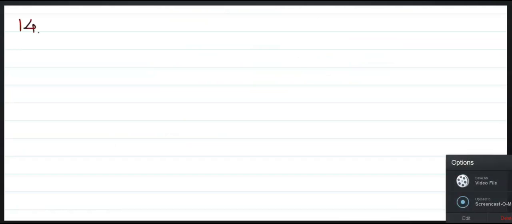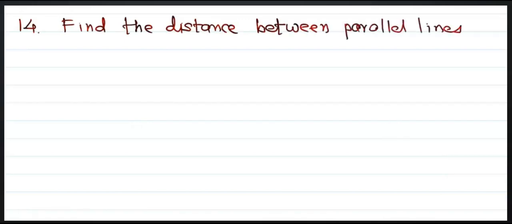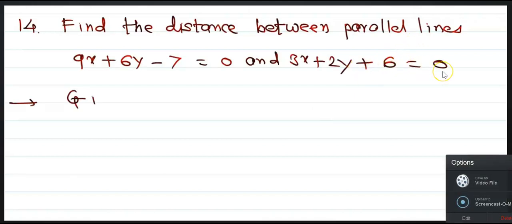Question number 14. Find the distance between parallel lines 9x plus 6y minus 7 equals 0 and 3x plus 2y plus 6 equals 0. Now these two lines are parallel. This is the A1, B1, C1, A2, B2, C2. If you see this, A1 upon A2, that is 9 upon 3, that is equal to 3. B1 upon B2, 6 upon 2, that is also 3. It means that these two lines are parallel.